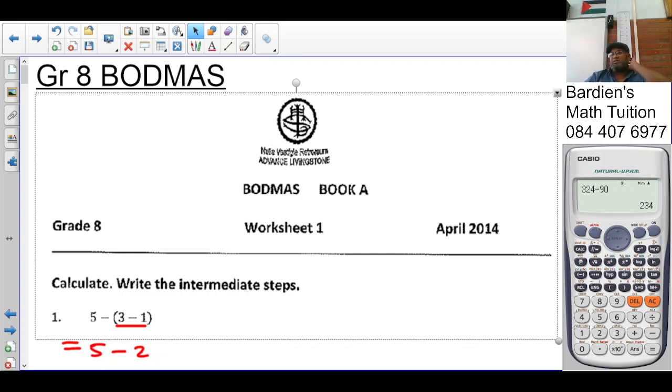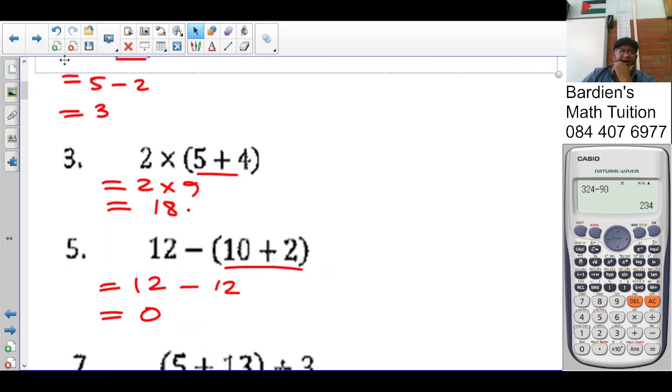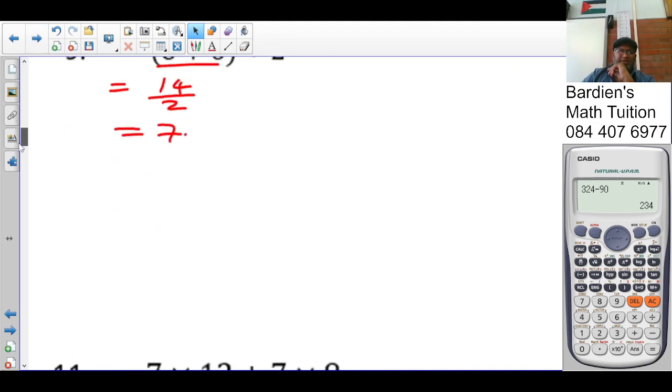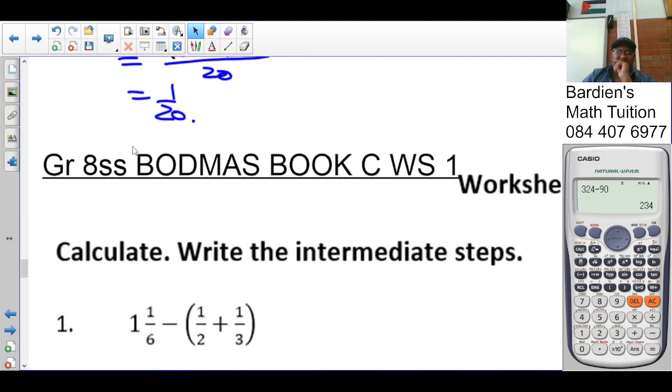Right, good morning class. So today we're looking at Bodmas. For homework you had book C, worksheet 2, odd numbers. Right, let's do that quickly before the electricity shuts down.